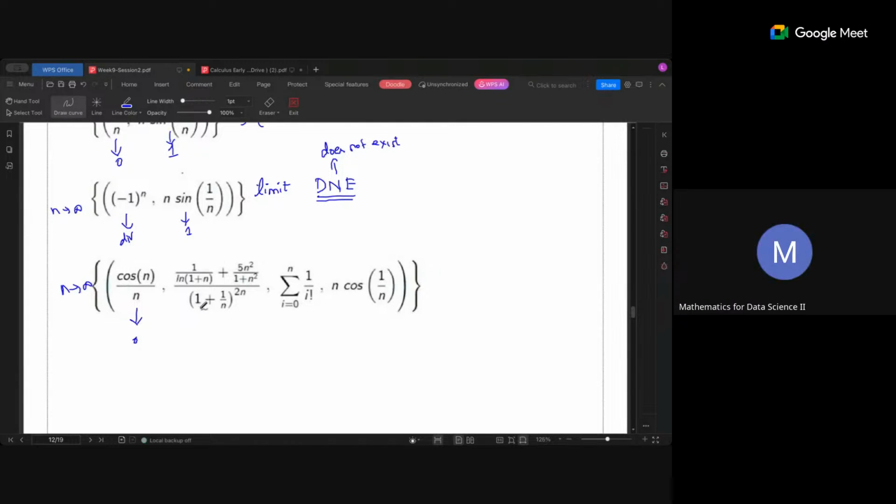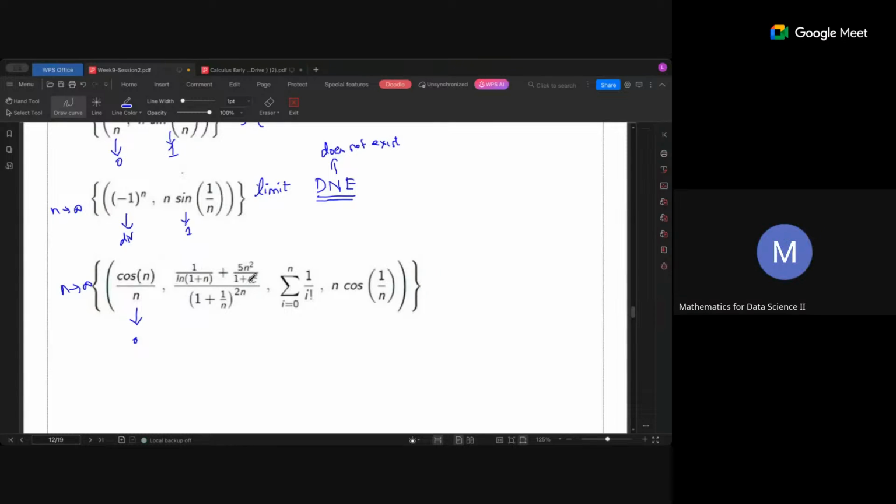What about this one? 5 by e square, exactly. You can break this down into steps and see what is the limit of the first one and then the second one. So what is the limit as n goes to infinity of ln(1 + n)? ln is an increasing function. So what happens to ln(1 + n) as n goes to infinity? Infinity. So 1 by ln(1 + n) will go to 1 by infinity, which is 0. This whole term will go to 0.